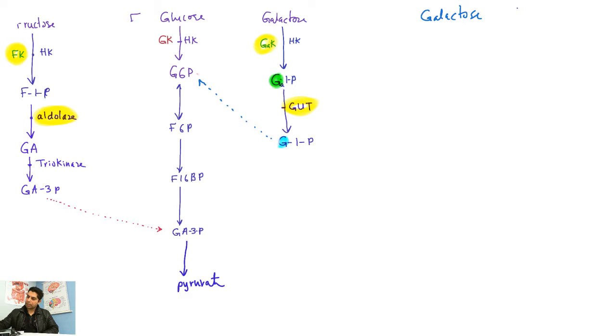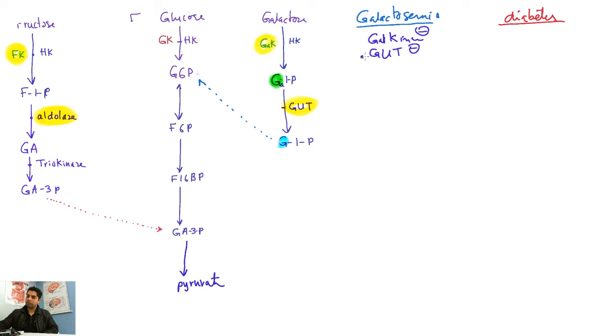Okay. Now, let's talk about two diseases, diabetes and galactosemia. Galactosemia is one disease, and the other is diabetes mellitus, but not insipidus. Now, in galactosemia, the deficiency is either galactokinase, that's the problem, or it is galactose-uridyl transferase deficiency. One of them. This is the most common one, of course.